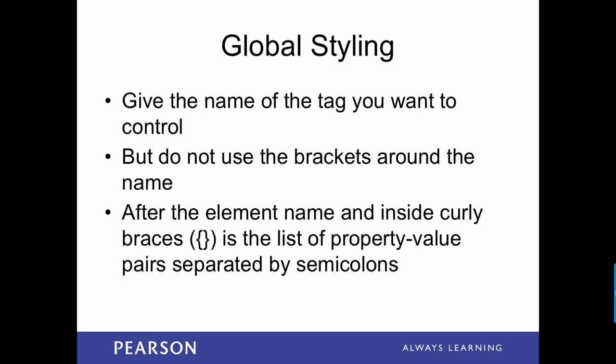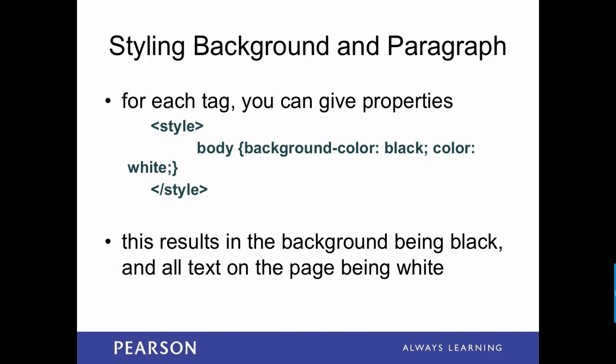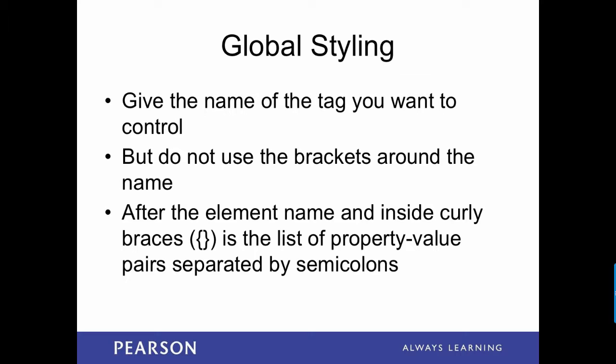The way this works is you give the name of the tag you want to control. In the previous example, it was body. Body is a tag, but don't use the angle brackets around the name when you code CSS. After the element name and inside those curly braces is where you put the list of property value pairs separated by semicolons.